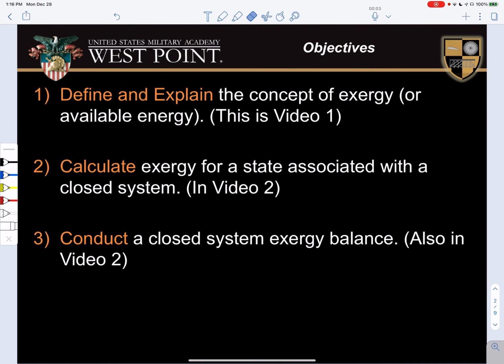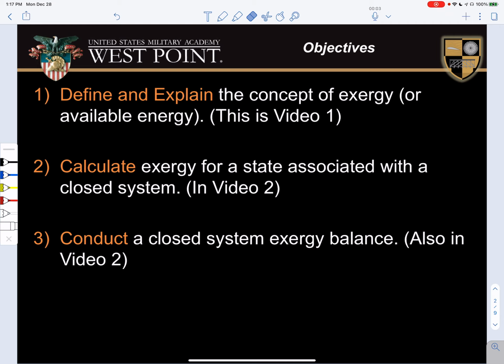Three lesson objectives today. The first is to define and explain the concept of Exergy, or the available energy in a system. And this is what is gone over in this video. The following video will help you with the second two lesson objectives, namely the calculation of Exergy for a state, as well as conducting a system Exergy balance for a closed system.